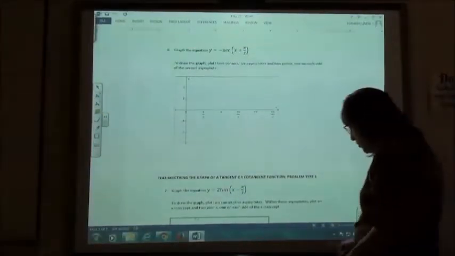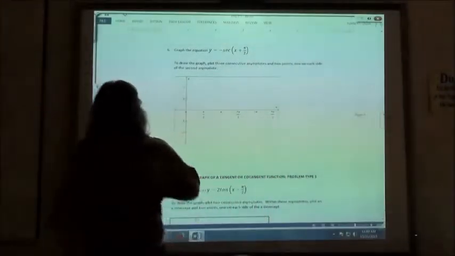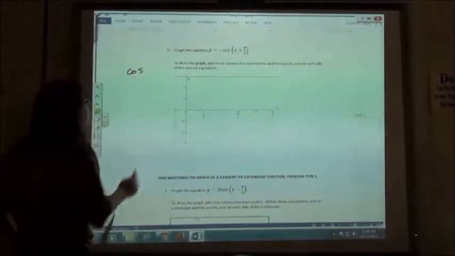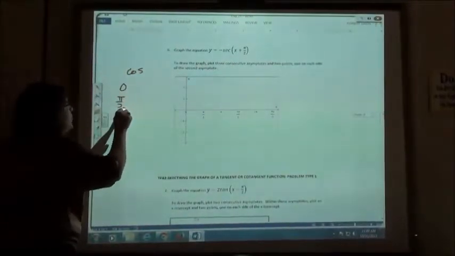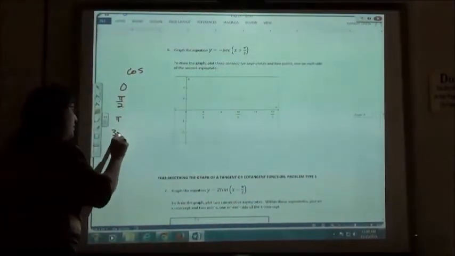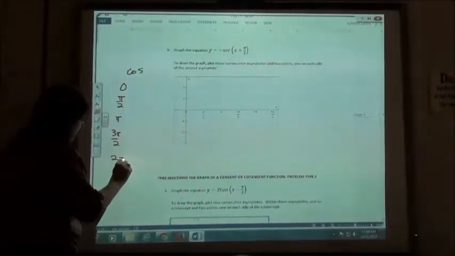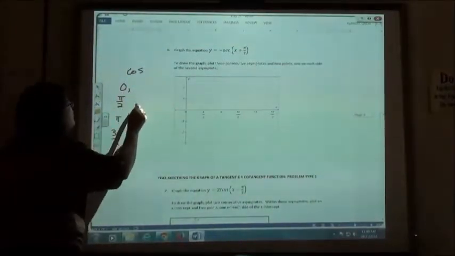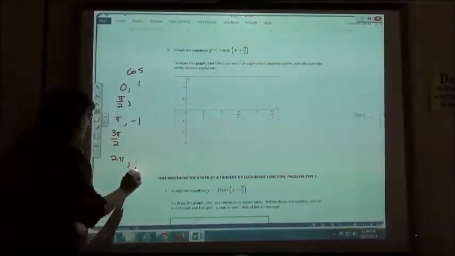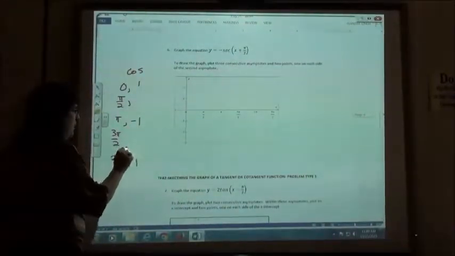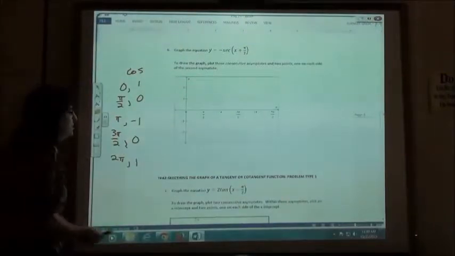And number 6, we're doing the secant curve again. The secant is the inverse of the cosine. And so my normal cosine, 0, pi over 2, pi, 3 pi over 2, and 2 pi. My normal cosine curve starts up. In the middle, it's down. At the end, it's up. And in between each of those, we're at our zeros.